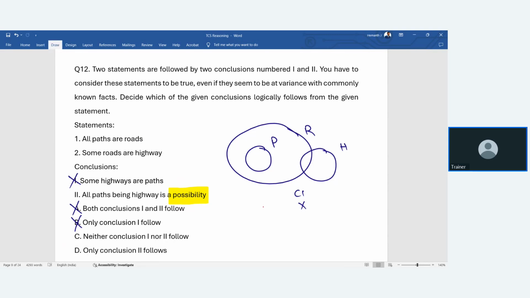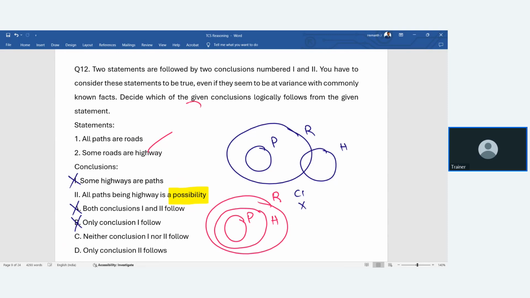Now listen, I can draw the other diagram. All paths are roads. Some roads are highway. If this is the entire road, some part of that is highway. I can write like this. Yes, some roads are highway. I can draw like this also, or like this. Many people know the left side diagram, but this is also correct. In the entire road, some parts are highway. Some roads are highway, that's what you can observe. So all parts being highway is a possibility. It's definitely possible.